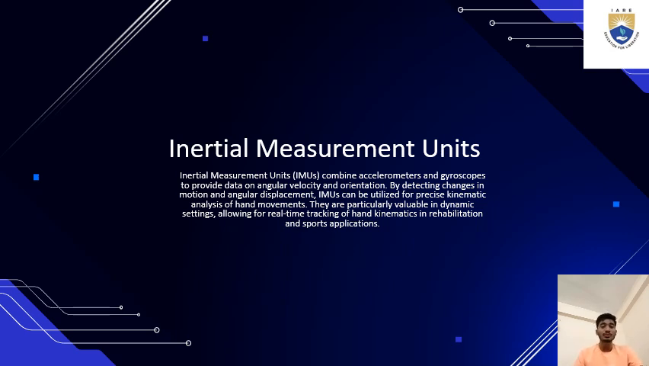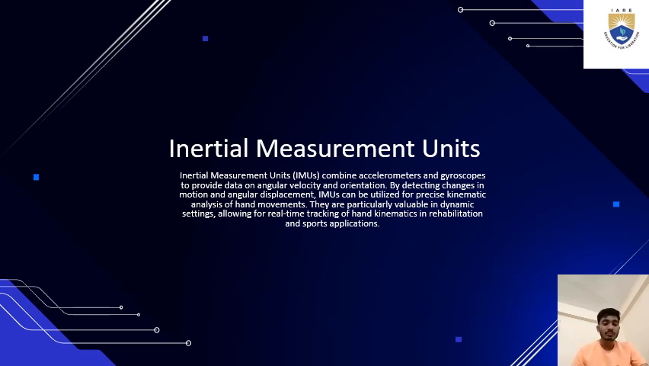Components of an IMU. Accelerometers measure linear acceleration in three axes, that is x, y, and z. Gyroscopes measure angular velocity in three axes, the same x, y, and z. Magnetometers measure the strength of the magnetic field in three axes, the same x, y, and z.